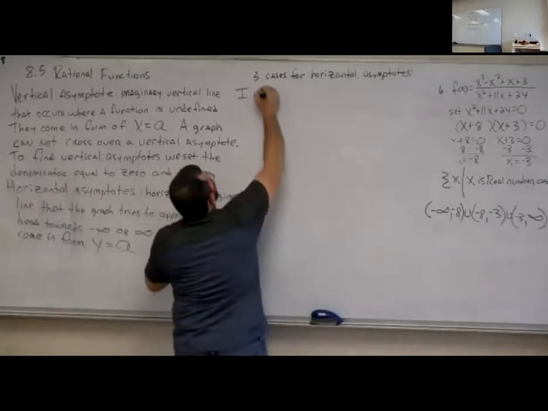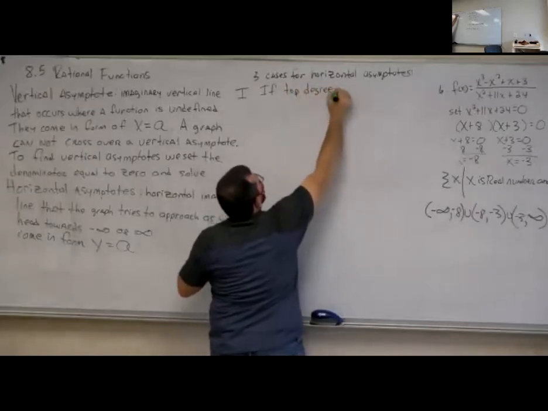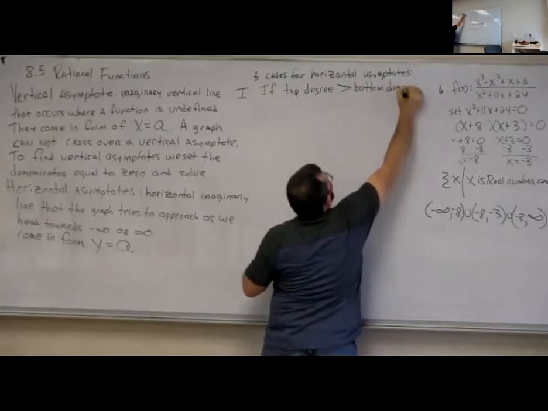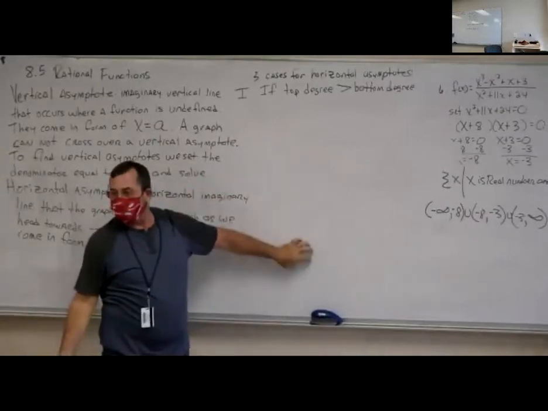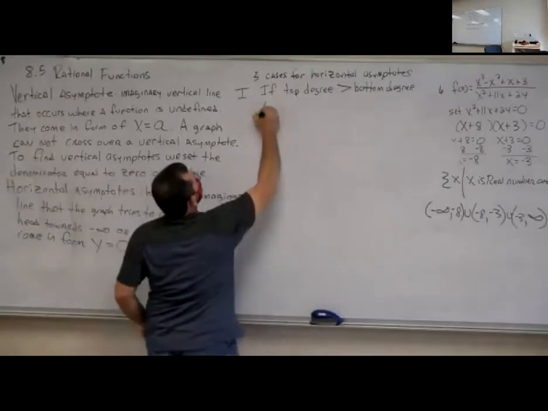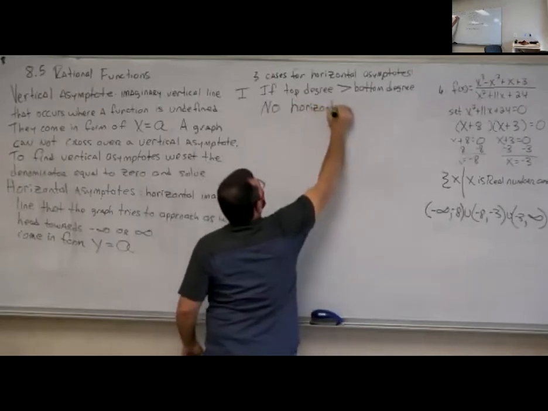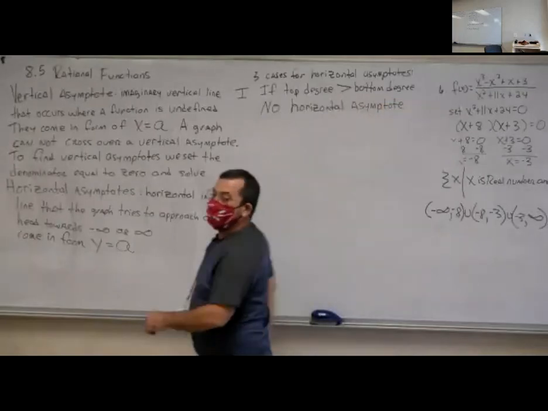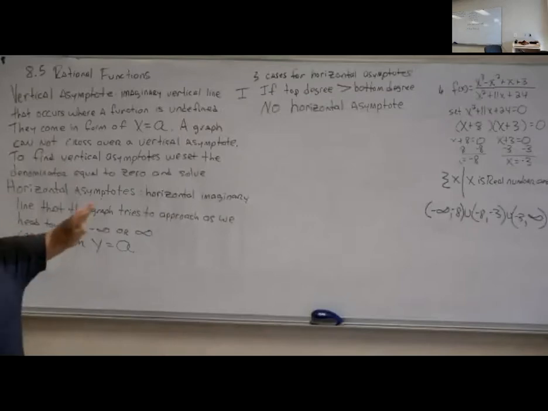So if the top degree is greater than the bottom degree, so I got an x cubed on top maybe and just an x on the bottom, if that's the case, there is no horizontal asymptote. Because what happens is the top is growing so much quicker than the bottom that they tend to head off towards infinity instead of trying to level out, okay?